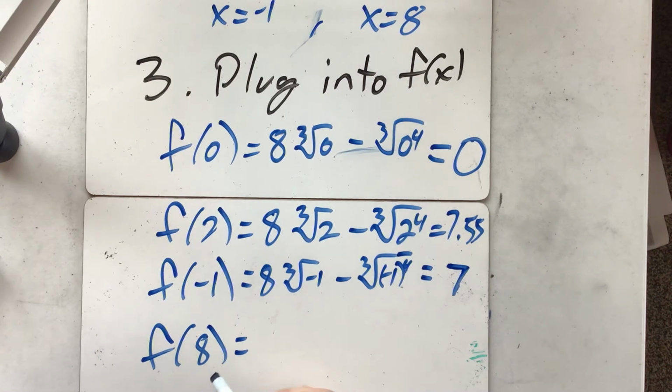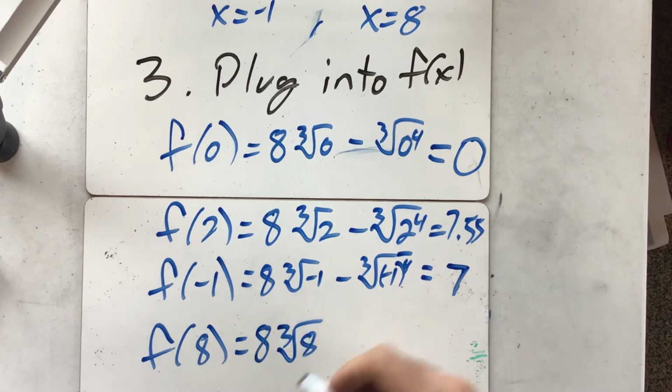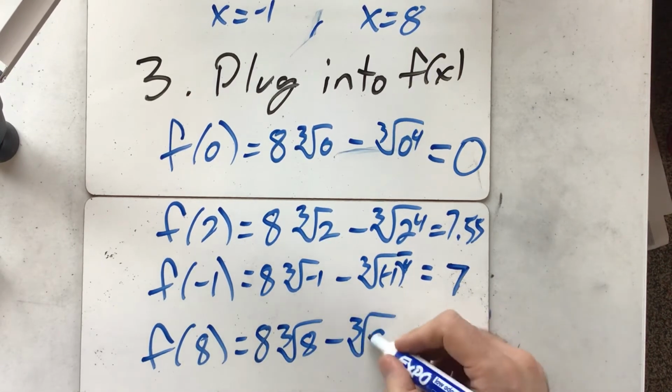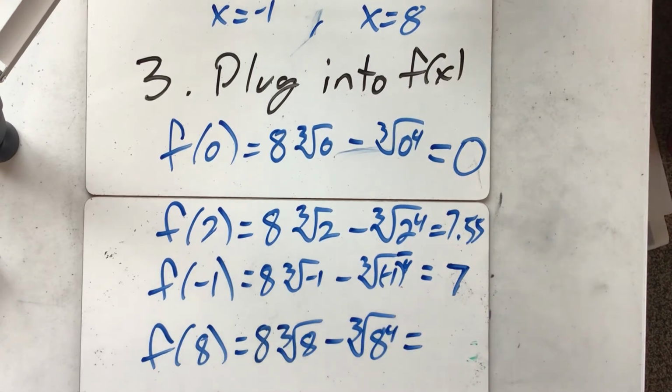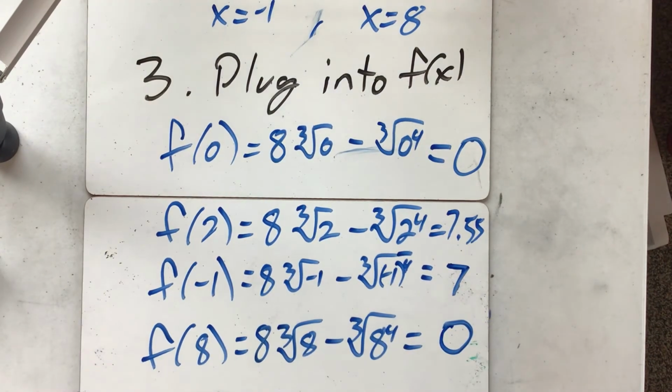And then finally, we'll do f of 8. And so that's going to give me 8 times the cubed root of 8 minus the cubed root of 8 to the 4th. This looks really bad, but the cubed root of 8 is 2. So this is 8 times 2 minus 2 to the 4th. And, oh, this ends up being 0 as well. Maybe if we graph this, we could see it, but I'm just going to go with this as my answer.